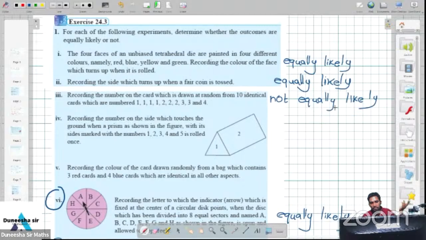The possibilities are different, right? The side it lands on. Is it not equally likely or equally likely? Not equal. Yes, not equally likely. Okay. Did you get the answer for the fifth one? I am giving 1 minute.